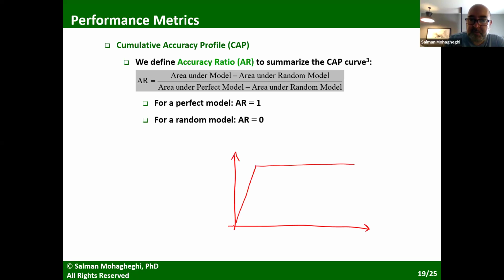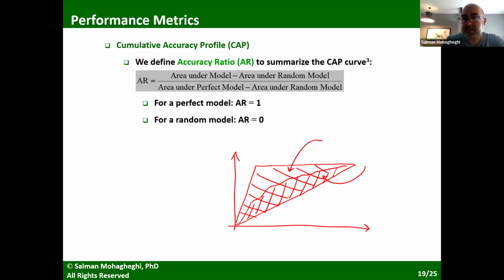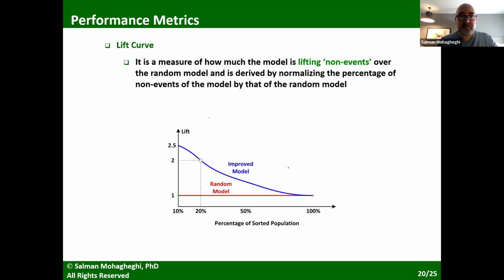Imagine this is your perfect model, this is your random model, this is your model that you have developed. So area under the model minus area under the random model, this is this area, divided by area under the perfect model minus area under the random model. So it's going to be this whole area. You divide this area by this area, and that's going to be the accuracy ratio. For a perfect model, obviously, accuracy ratio is going to be 100%. For a random model, it's going to be 0.